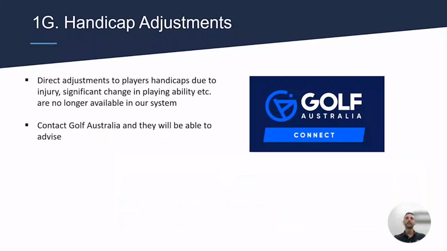And the option that was removed, which was there previously, was the adjust handicap option. So unfortunately, you can no longer directly alter a handicap in our system anymore. I think the only way to do it is to reach out to GA and just explain the situation that you've got a member whose form has changed or they have an injury, and they'll be able to assist.